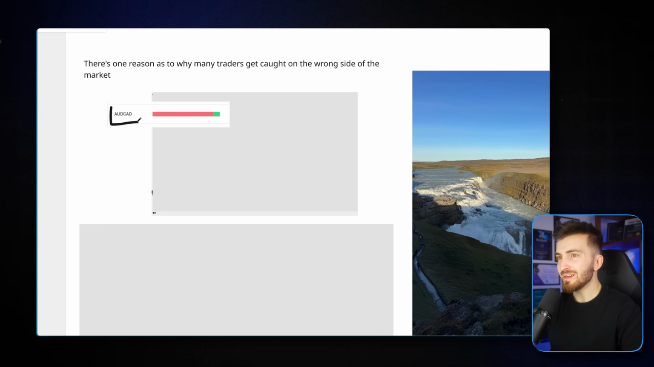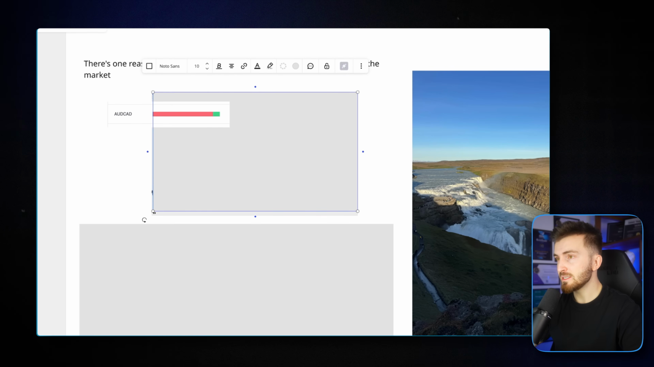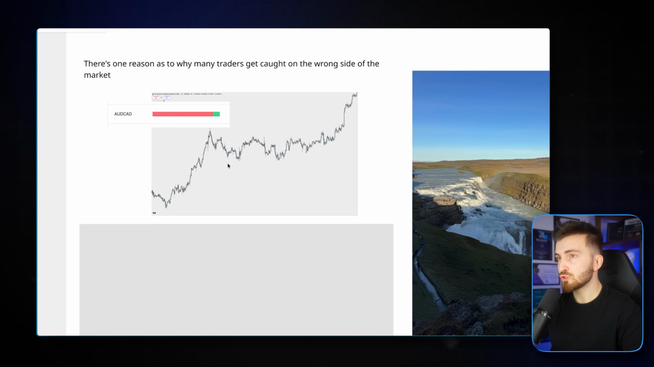What I'm showing you here is the sentiment on AUD/CAD. This means that most traders are bearish while a minority of traders are bullish. So if I show you this, you would expect me to now show you a very bearish market. But in reality, the market is moving extremely bullish. The 1 hour market structure is incredibly bullish.